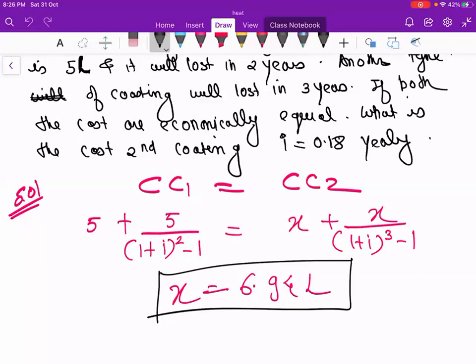What is the salvage value for a coating? You have painted your house, so after, suppose, 3 years, you can't sell that coating. Okay, fine. So in this way, the company will give you a tender.